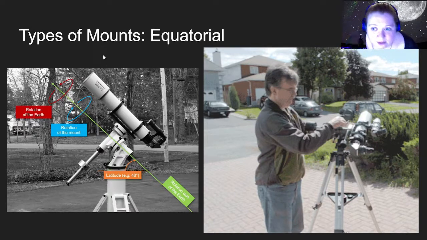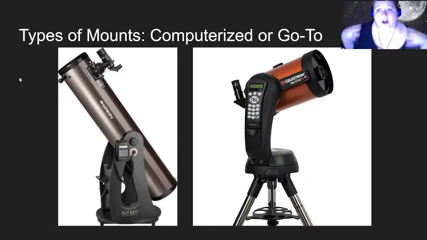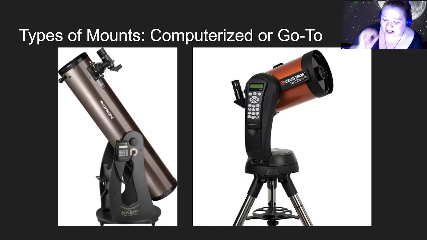Now, with that said, something you'll also notice is there are some telescope mounts that are computerized or are labeled as go-to telescopes. The idea with this is computerized telescopes have a little computer in it that has a catalog of night sky objects. And that catalog can tell you where to point the telescope to see whatever object you want to look at.